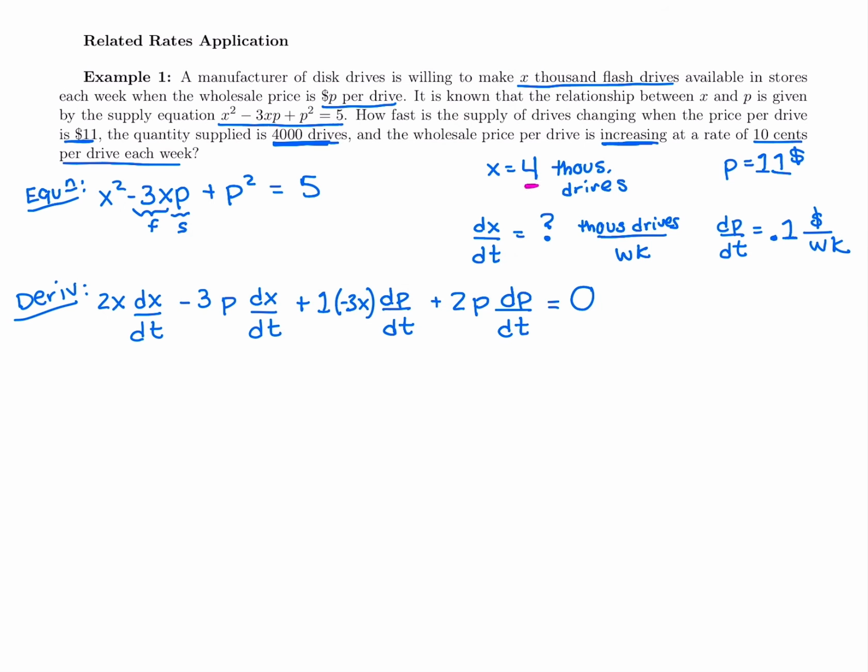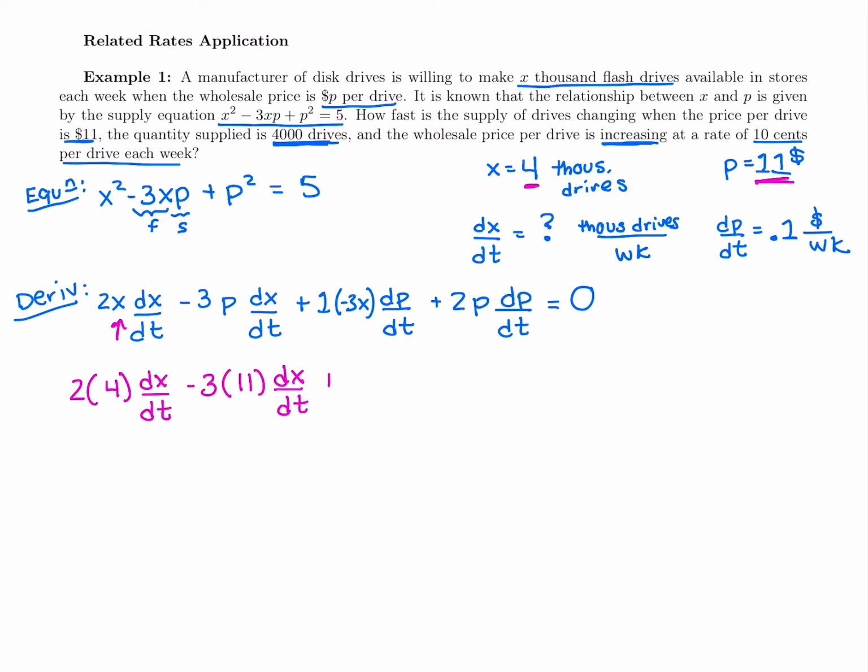I'm going to replace all the x's with 4's. So I'm going to start with 2 times my x value, which is 4. That stands for 4,000 drives. Then we have dx dt, the one thing we're trying to solve for. Then we have negative 3 times p. The current price is $11 times dx dt, again, what we're solving for.